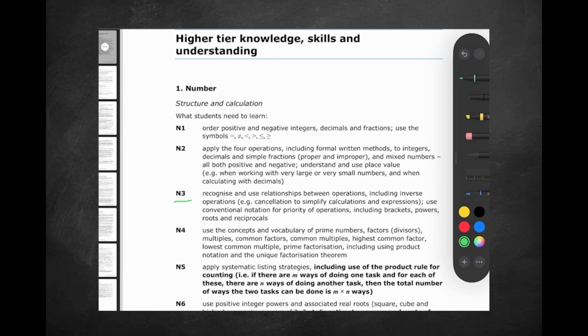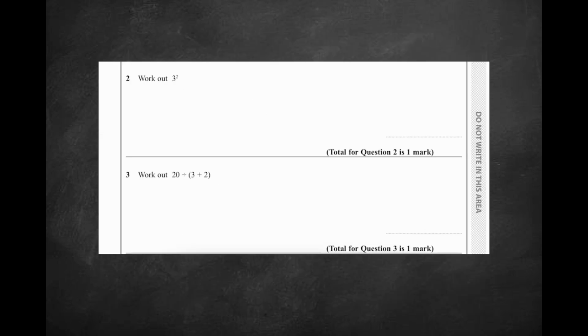It's essentially saying that you're able to use cancellation within equations, as well as use notation correctly, as well as the order of priority, so your BIDMAS or your BODMAS. It also mentions reciprocals. So I've got a couple of questions here. The first one is question 2 on this paper, where they're just asking us to work out 3 squared. I know it's quite a basic question, but again, it's to start enhancing your skills for later in the paper. So obviously 3 squared is just going to be 9.